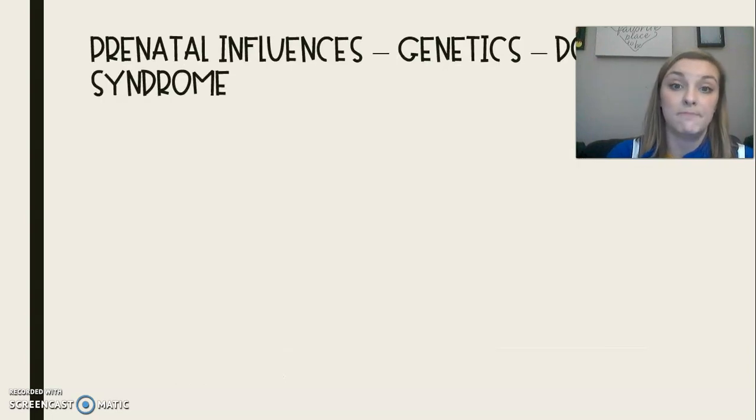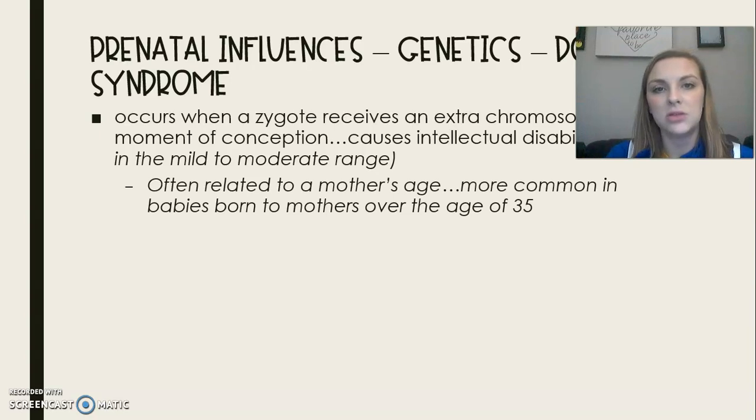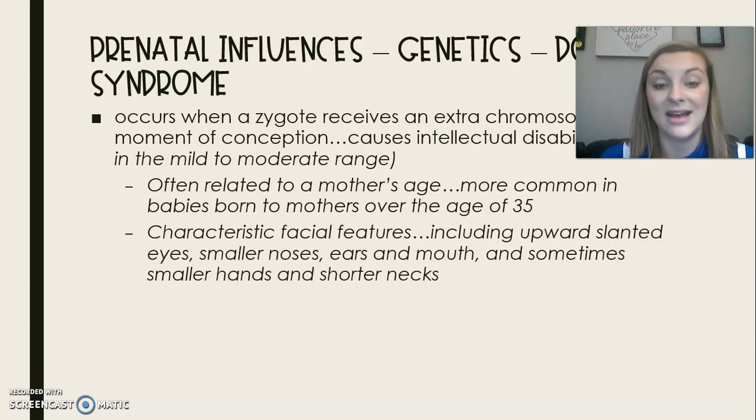And then Down syndrome. Down syndrome occurs when a zygote, so remember, a zygote is those first 2 weeks when a fertilized cell happens. So it occurs when a zygote receives an extra chromosome at the moment of conception. It causes intellectual disability, and usually in the mild to moderate range. However, it can be extreme sometimes. Usually it's related to a mother's age. Down syndrome is more common in babies who are born to mothers over the age of 35.